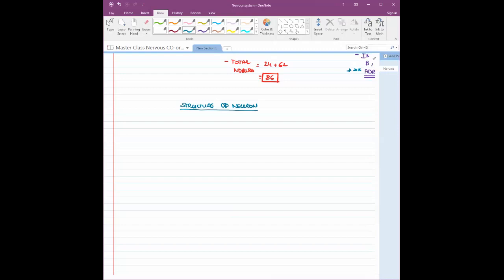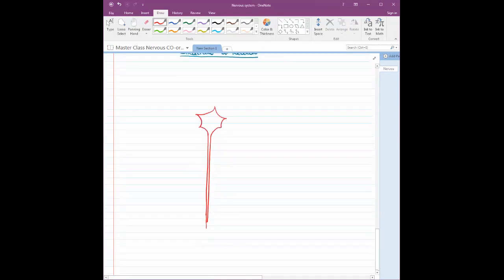So now guys, when we talk about the structure of a neuron, the first thing that we are going to see is something like a star-shaped body. Let's imagine we have this star-shaped body. This is like a magic wand kind of a thing. And then you are going to see that this body is going to extend down like this. Something of this sort. Let's try to see what the different parts are.